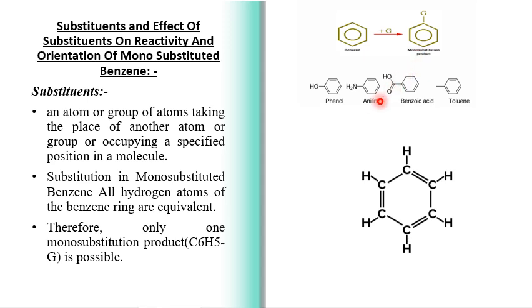So what are the examples of the monosubstituted product? Phenol, aniline, benzoic acid, toluene. These are all examples of the monosubstituted product. Okay, this is the structure of benzene.